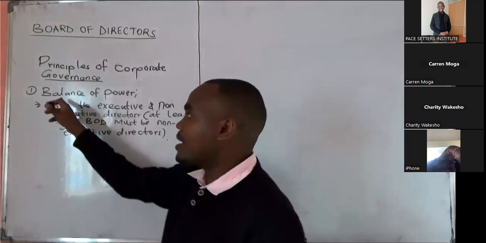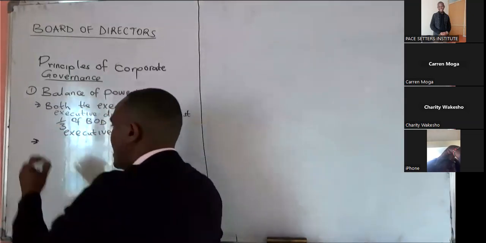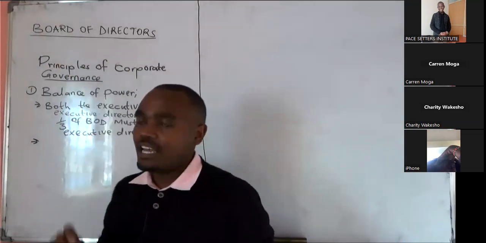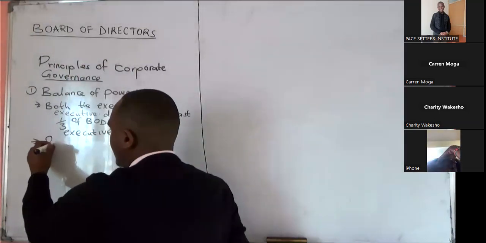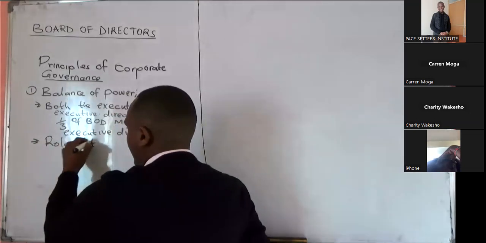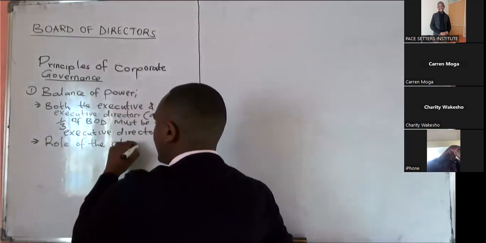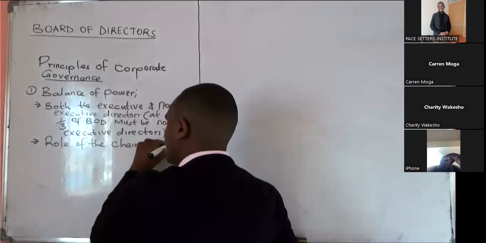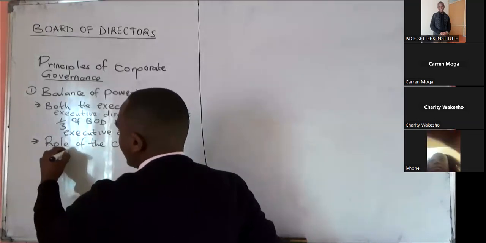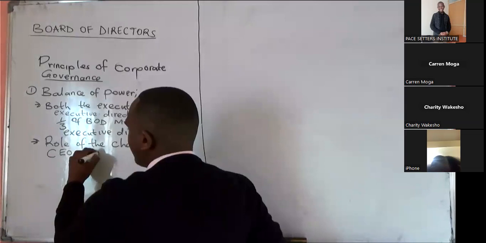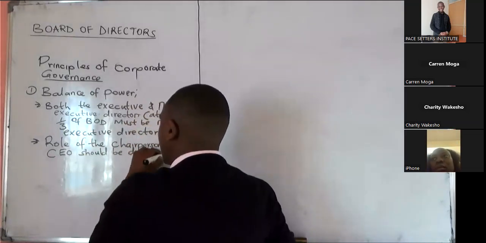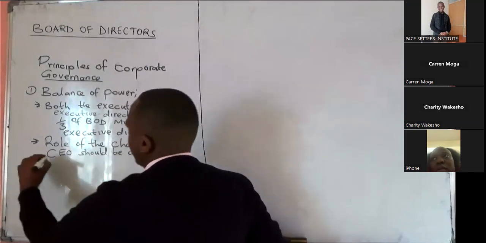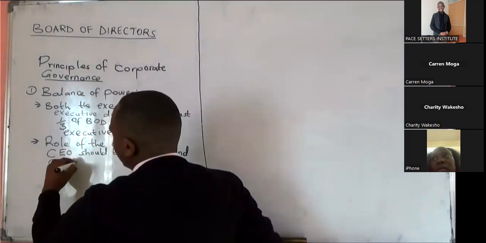The other element under the balance of power that is very important under the board of directors is the role of the chairperson and the CEO. The role of the chairperson and the CEO should be different, and carried by different persons.